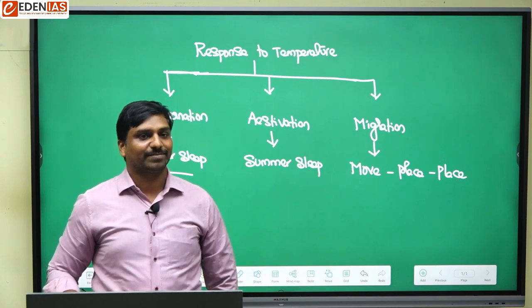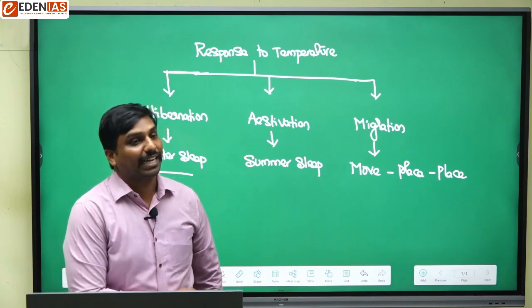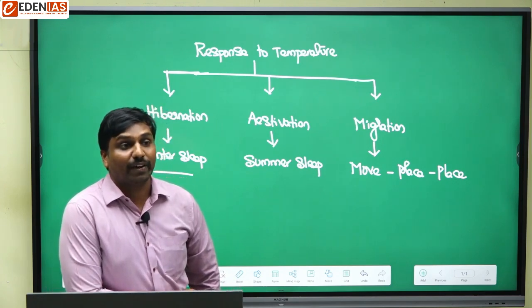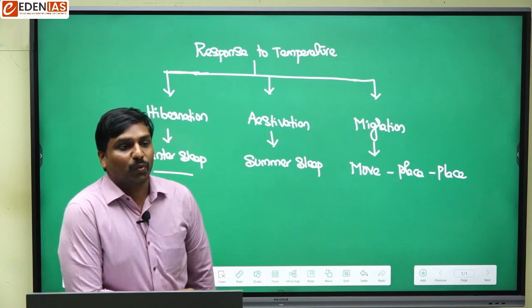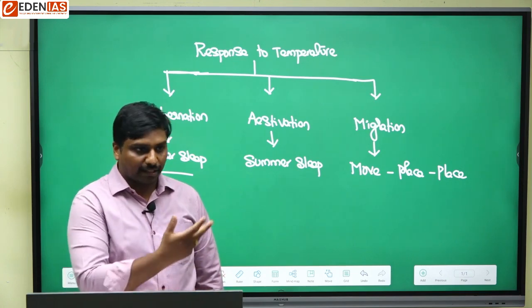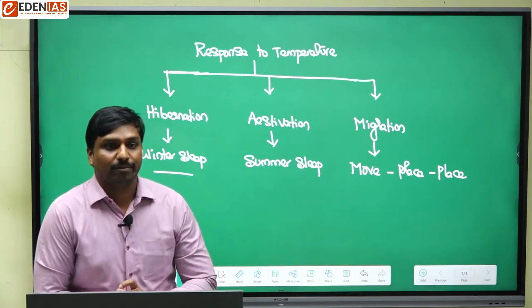Can you guess roughly? 7,000. Okay, it's around 5,500 kilometers. It travels from Siberia, so Siberia to the southern countries like India. So it reaches Keoladeo Ghana National Park.